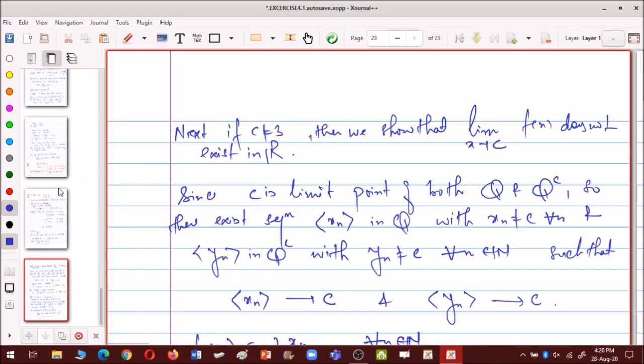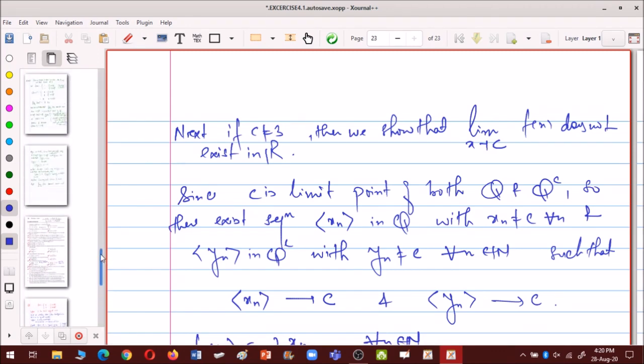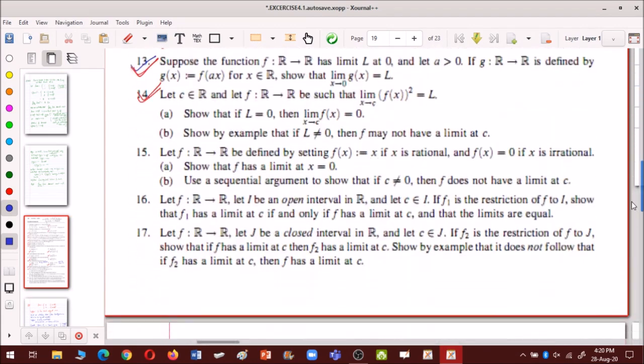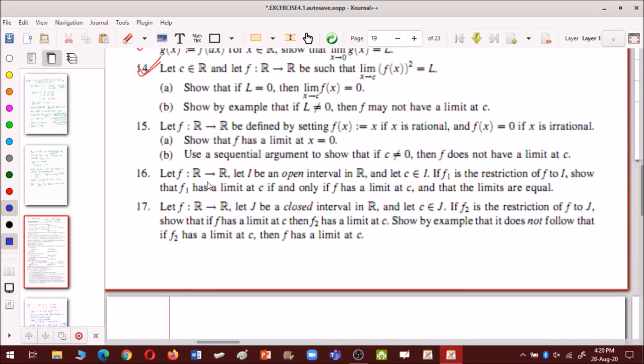So let us now look at the next question, question number 16. So what is question number 16 here? Question number 16 is: f is a function from R to R, I is any open interval in R, and C is any point in I. f1 is the restriction of f to I, and we have to show that f1 has a limit at C if and only if f has a limit at C, and the limits are equal.